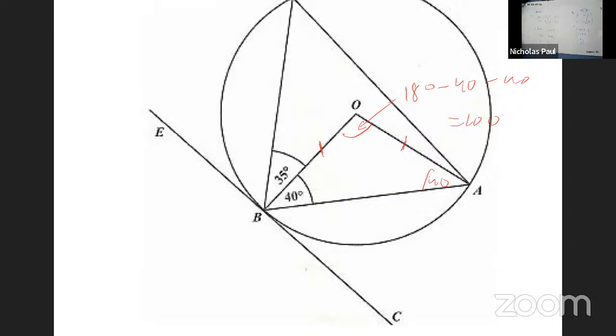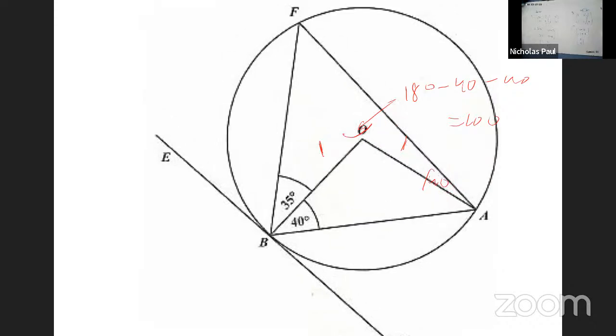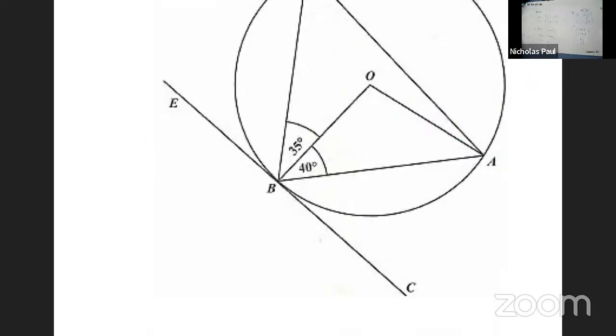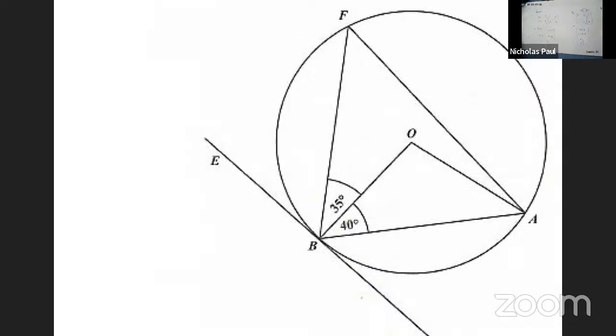But we don't have the angle at the circumference as yet. We're going to use that for the third one. So for the third angle, AFB. Angle at the center is 100, so the angle at the circumference is half that angle. Angle at the circumference is half the angle at the center.